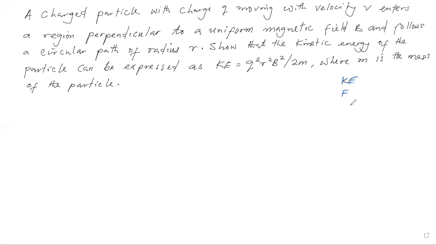So now we know that kinetic energy is given as half mass times v squared. All right, so we can say this is our equation 1. Kinetic energy is equal to half mass times v squared. So this mass is the mass of the particle, and the v is the velocity of the particle.